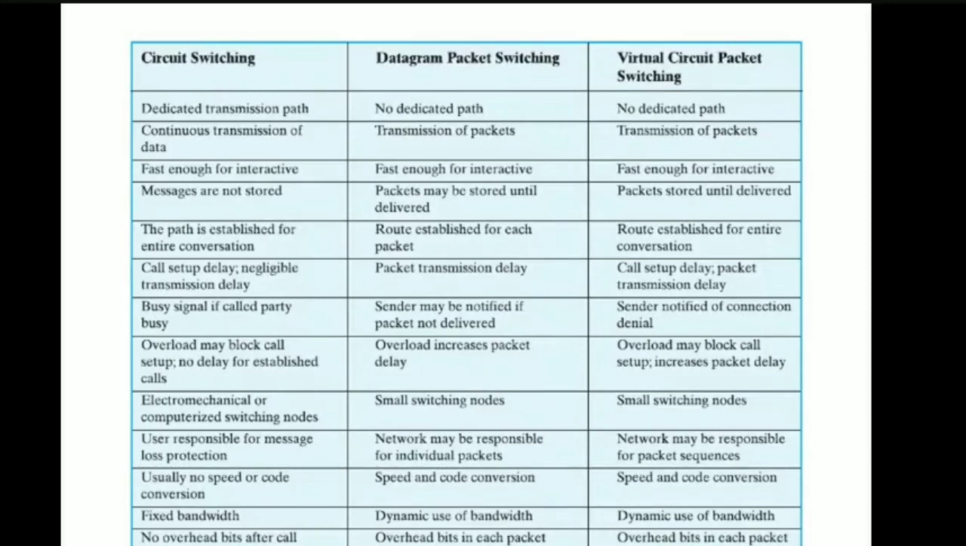Next, in circuit switching the path is established for the entire conversation. In datagram, the route is established for each packet, and for virtual circuit, the route is established for the entire conversation. So as we have discussed the different pros and cons of circuit switching and packet switching, and in packet switching, virtual circuit and datagram packet switching, these are all the different kinds of switching techniques we have when sending information from the source to the destination.